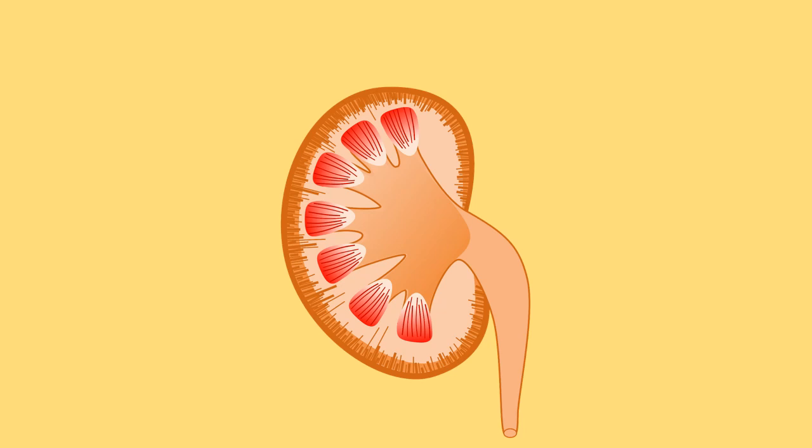Kidneys consist of two main parts, cortex and medulla. The main unit of the medulla is the renal pyramid. There are approximately 8 to 18 pyramids in each kidney. Projections of the cortex called renal columns are between the renal pyramids.